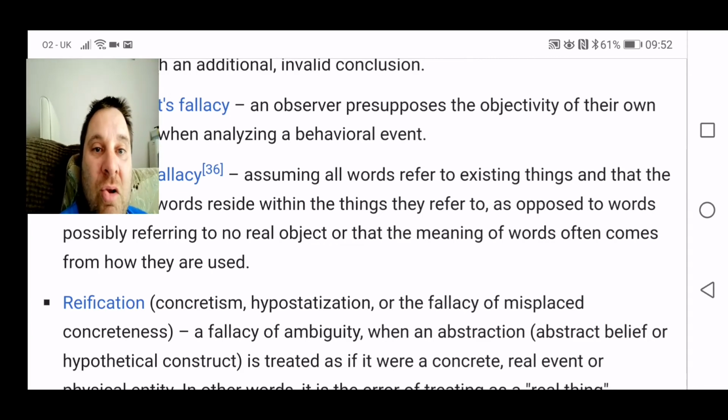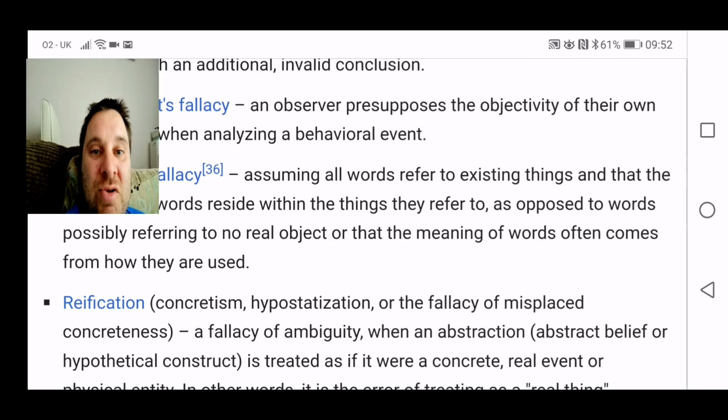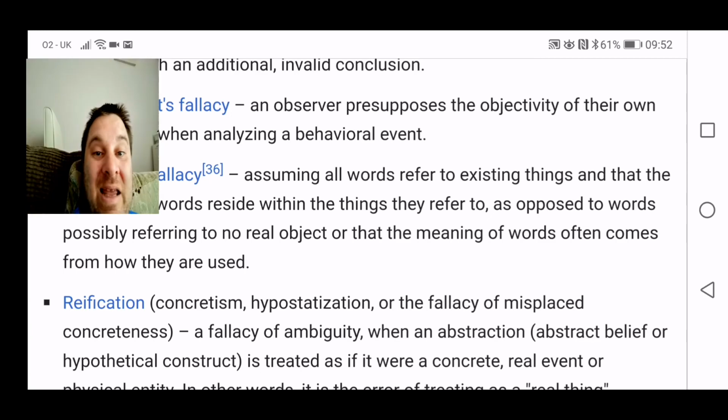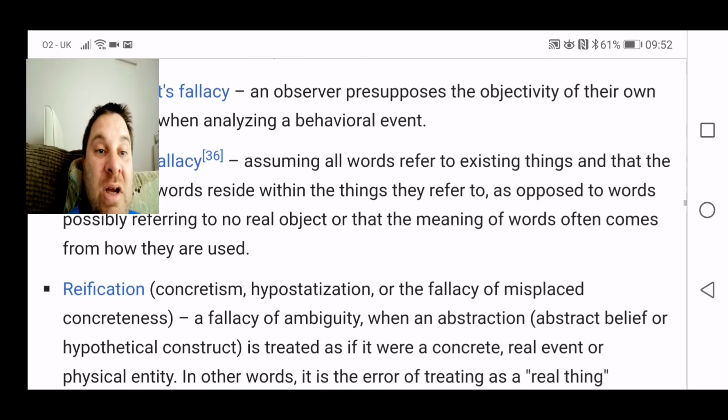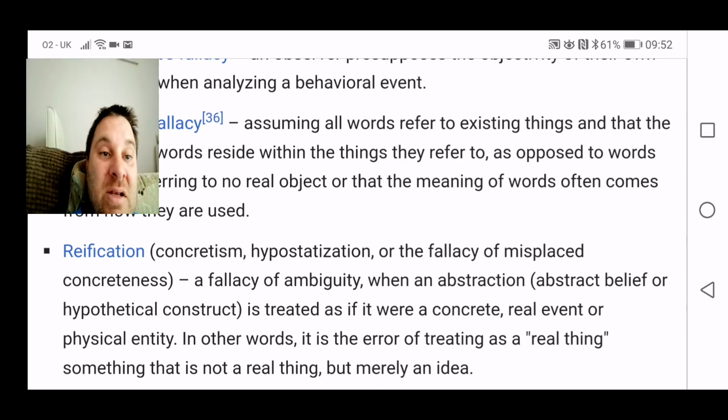Reification, concretism, hypostatization, or the fallacy of misplaced concreteness. A fallacy of ambiguity when an abstract belief or hypothetical construct is treated as if it were a concrete, real event or physical entity. In other words, it is the error of treating as a real thing something that is not a real thing, but merely an idea.